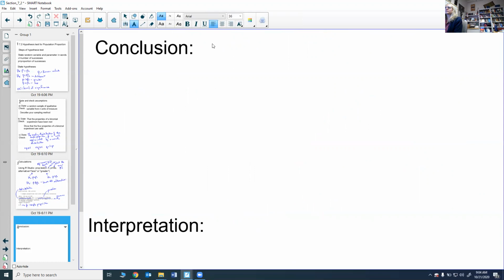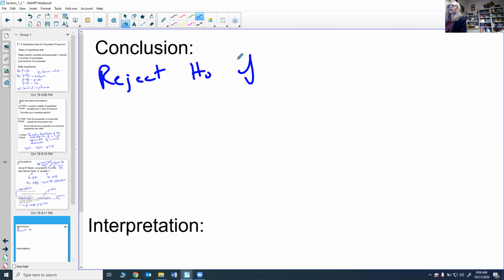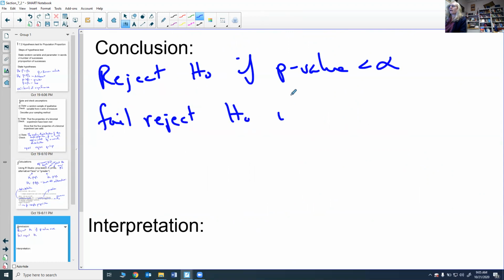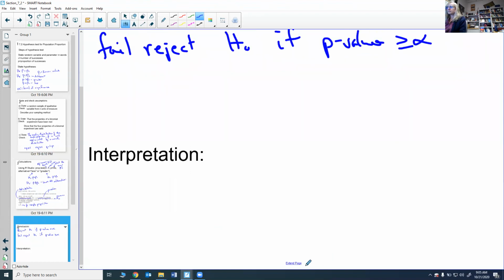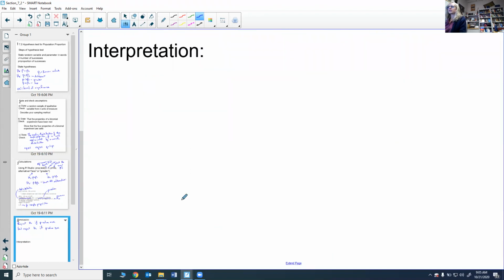Remember, with your conclusion, you're going to reject H0 if your p-value is less than your alpha level, and you fail to reject H0 if your p-value is greater than or equal to your alpha. And then your interpretation depends on if you rejected or failed to reject.